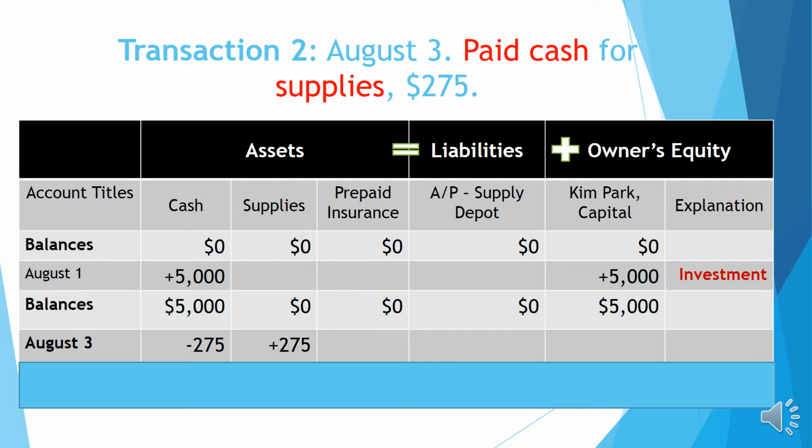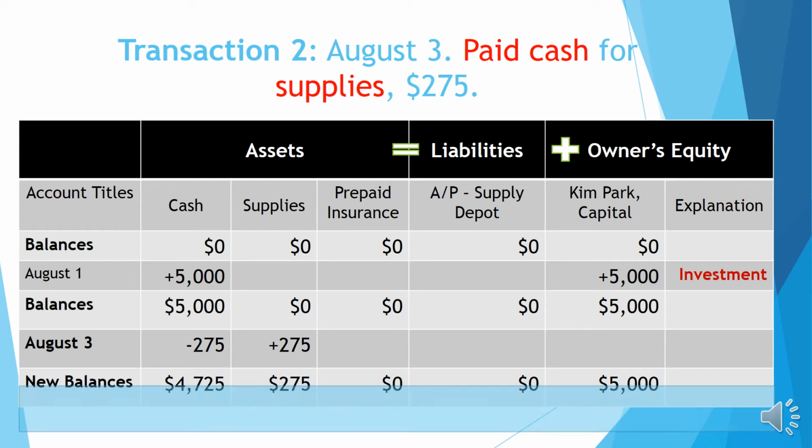Notice that in this transaction, only one side of the accounting equation is affected, and that would be the asset side. Whenever only one side is affected, you must have a minus and a plus in order to get the accounting equation to balance. So let's determine our new balances.